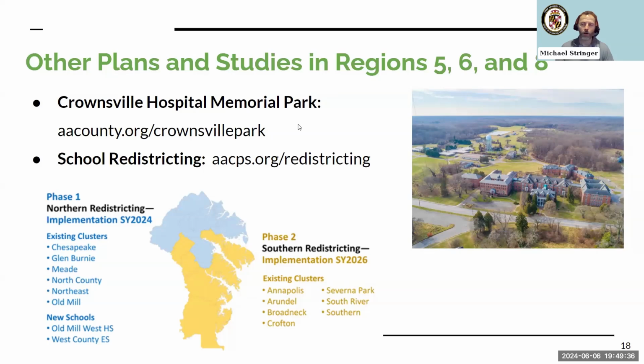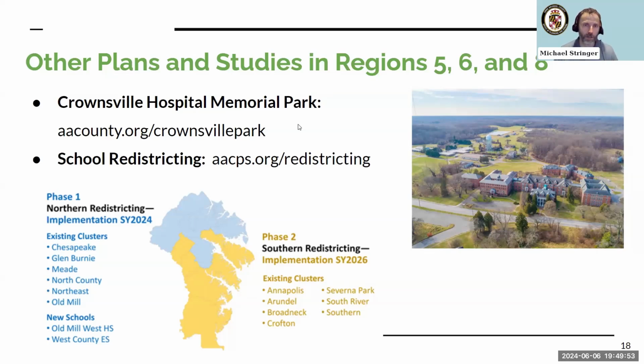So the question got asked in one of these forums about how does that connect with the surrounding region plan. So the region plan won't dive into the details, say, of how a specific building on the Crownsville Hospital campus will be used, because that's being addressed by that plan.